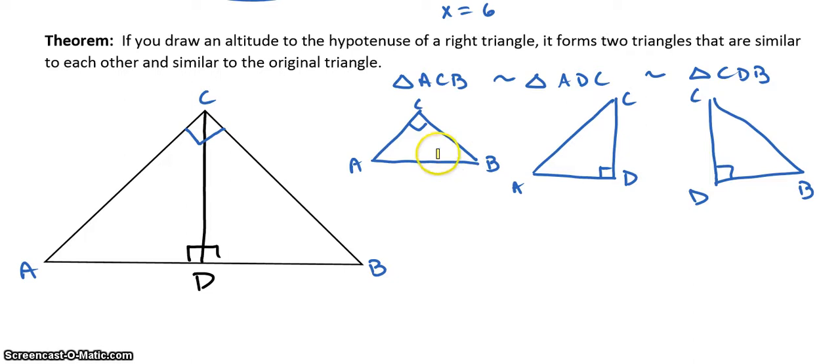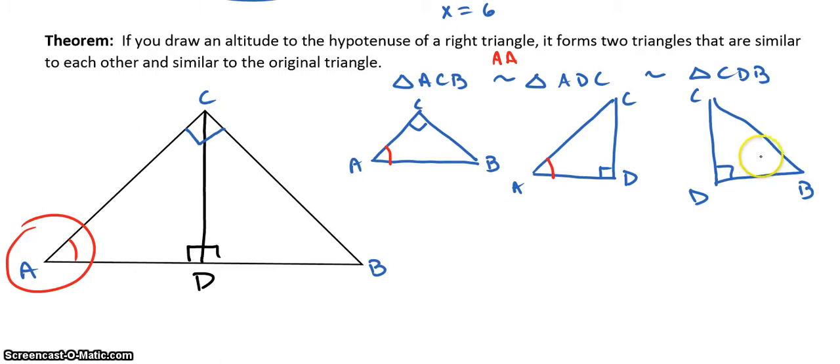Now let's look at this. In this big triangle, I have angle A. Now angle A matches up with this angle in this triangle because it's actually the same angle. Whether I'm drawing the big triangle or the little triangle, angle A is the same angle. So these two we can say are similar by angle-angle. Our angle-angle similarity.